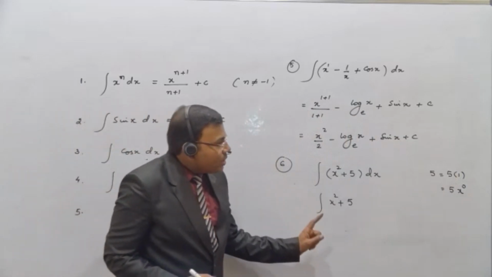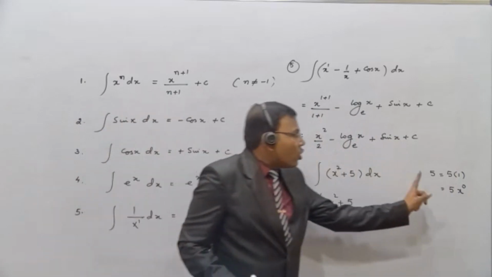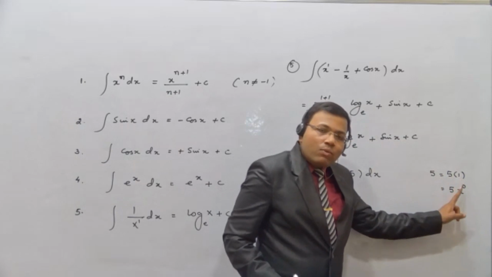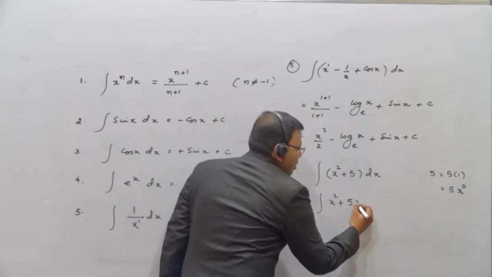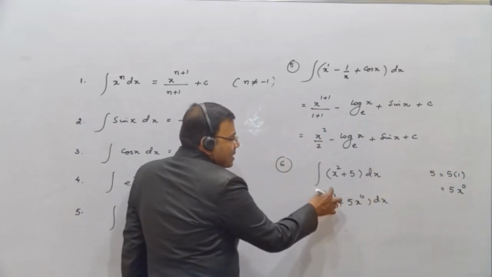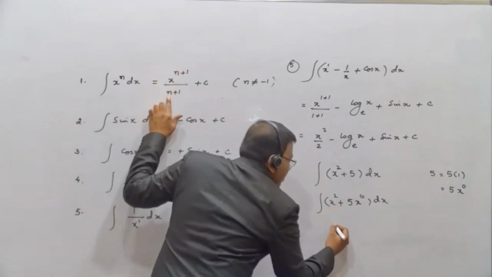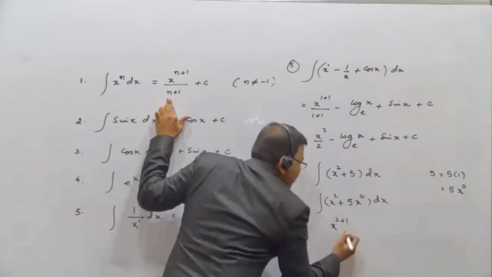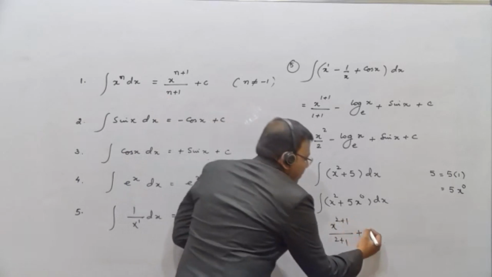So what I am doing here is to apply the concept of integration to a constant. That constant I can write as 5 into 1, and that 1 I am replacing by x power 0. So I am writing here x power 0, and this is dx. Now x square, the first formula we can use, x power n plus 1 by n plus 1. So it is x power 2 plus 1 by 2 plus 1 plus 5 as it is.